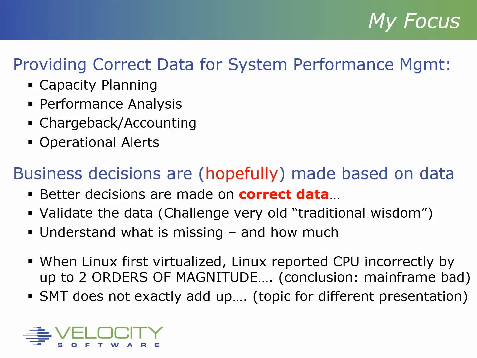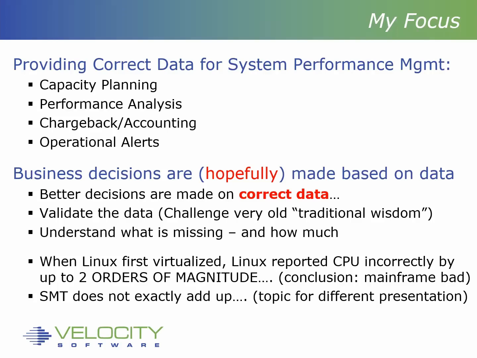Chargeback is something that's critical in most mainframe environments. You need data for chargeback so that you can charge the right applications and the right departments for their utilization. And then there's setting operational alerts based on whatever performance metrics you have available. Business decisions are hopefully made based on real data. If you make decisions based on bad data, you get bad decisions. So we're looking at better decisions based on correct data. That's really my focus in this whole presentation: how correct is the data, what's missing, how much is missing, and how do we validate the data.